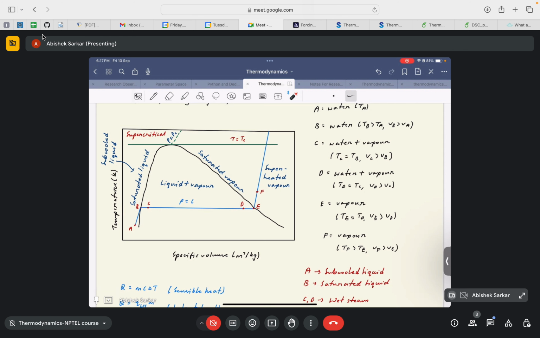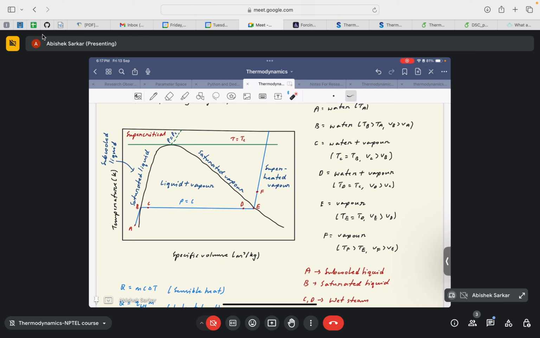Similarly, if the liquid is being heated at a different pressure, say P2, then it will have a different saturation temperature corresponding to that particular saturation pressure. Okay, we will see how this occurs when we discuss the next plot.